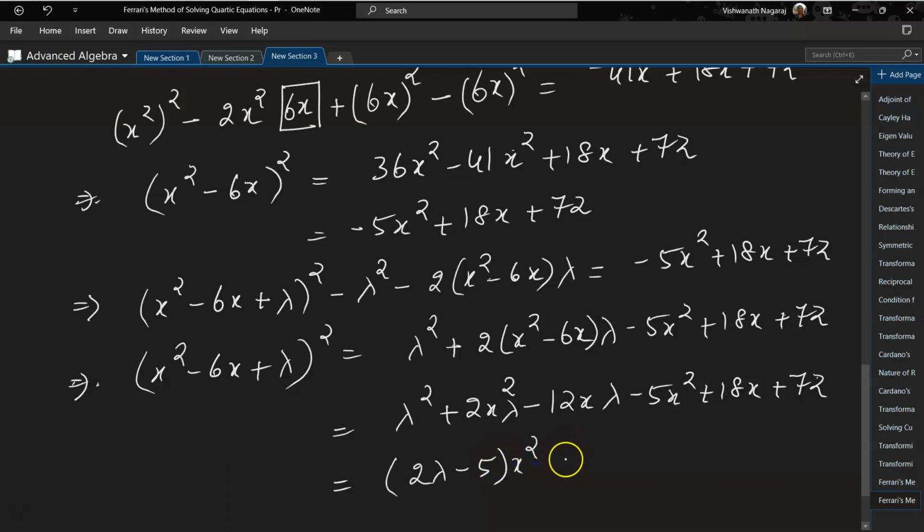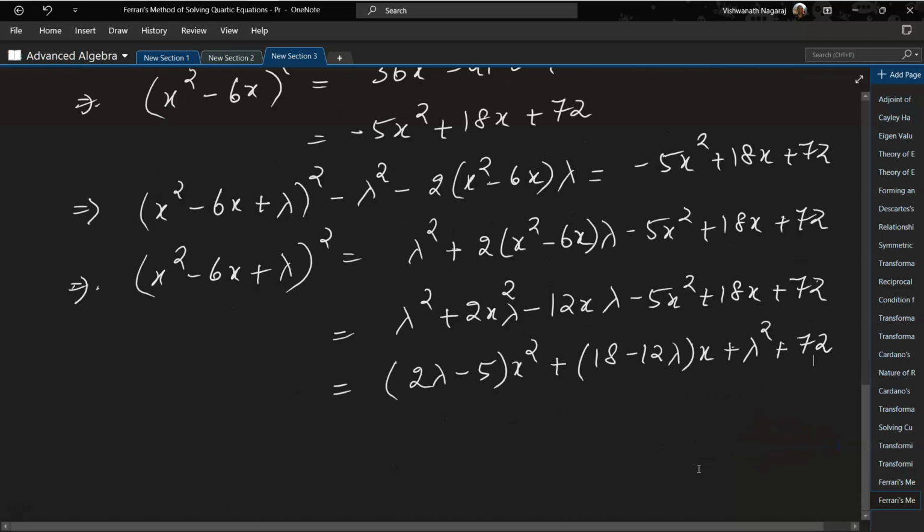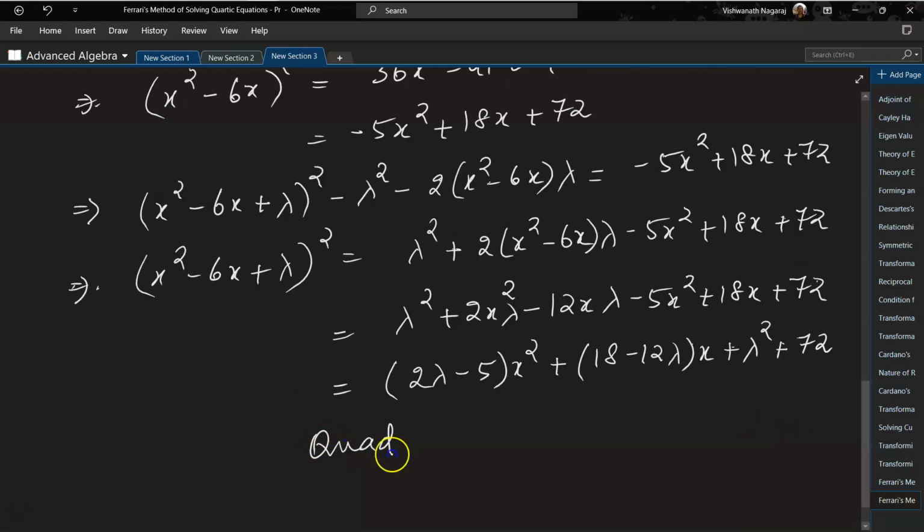Then let's look at x. So x is there here and x is there here. So plus 18 minus 12 lambda x. Okay. And whatever is remaining. Remaining is plus lambda square plus 72. Okay. So we have got a quadratic in x.